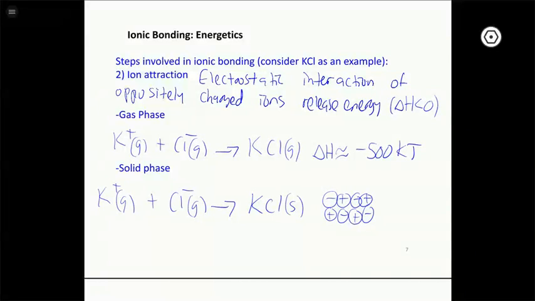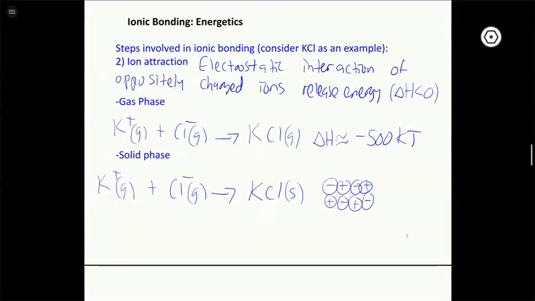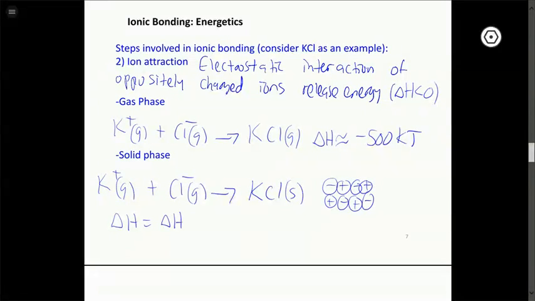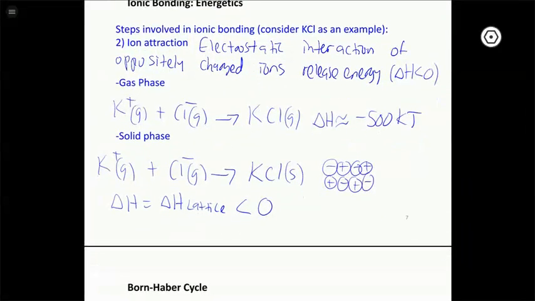So we're forming a lot of interactions, not just interacting 1 K plus and 1 Cl minus, but we have interactions that persist in all 3 directions over many distances. And so the energy change, the enthalpy change associated with this process, the process of combining 2 gas phase ions to form a solid, is what we call the lattice energy. And that's what we're going to learn about today, how to calculate the lattice energy for an ionic compound. So this enthalpy change is abbreviated as the lattice enthalpy or the lattice energy. They're both interchangeable. That's going to be some number less than 0, an exothermic process. And what we're going to learn today is how we determine this value.